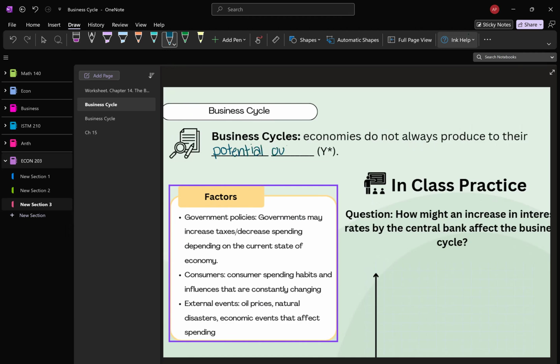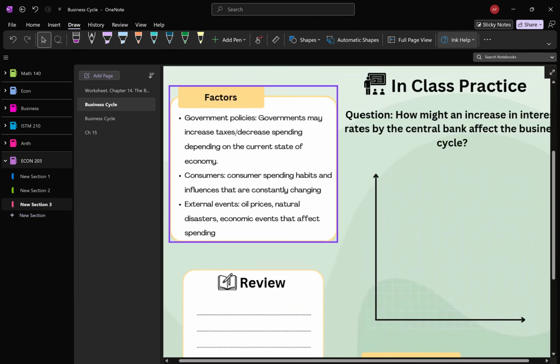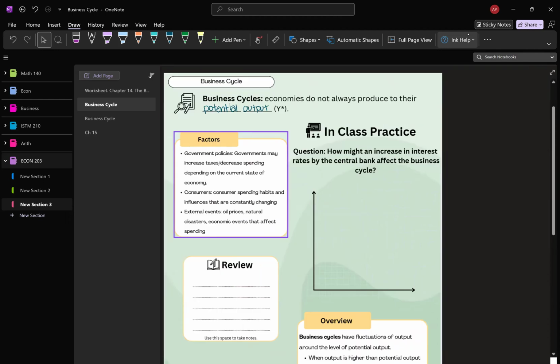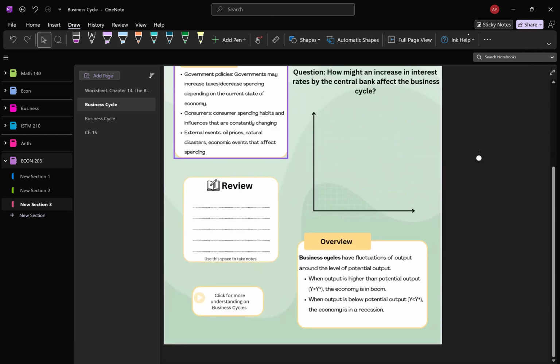And then we can go on to go over the factors. So factors of the business cycle are government policies. Governments may increase taxes/decrease spending depending on the current state of the economy. Consumer spending habits and influences are constantly changing. Another factor is external events: oil prices, natural disasters, economic events that affect spending. All these would affect the business cycle and would then affect aggregate demand on our graphs.